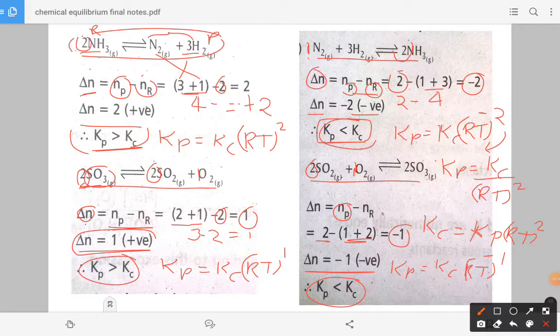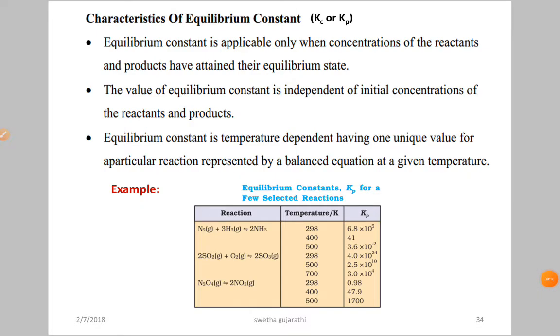Let us go to the next one. Let us see now the characteristics of the equilibrium constant, that is nothing but Kc or Kp. Both you can take. Now if you see here what we have: the equilibrium constant is applicable only when the concentrations of reactants and products have attained their equilibrium state.